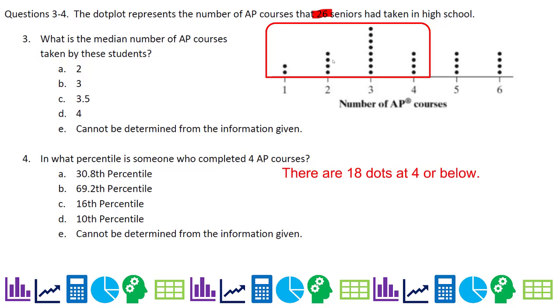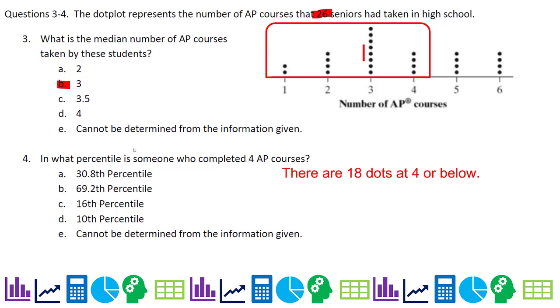1, 2, 3, 4, 5, 6, 7, 8, 9, 10, 11, 12, 13. So the 13th and 14th are both in this middle pile somewhere, which means my median is in there. So the answer for the median should be 3. All right, the answer for the median is 3.